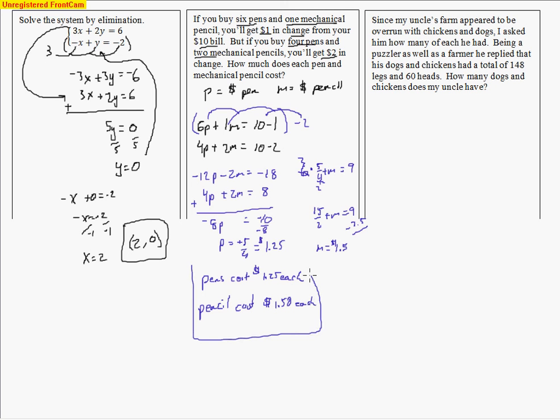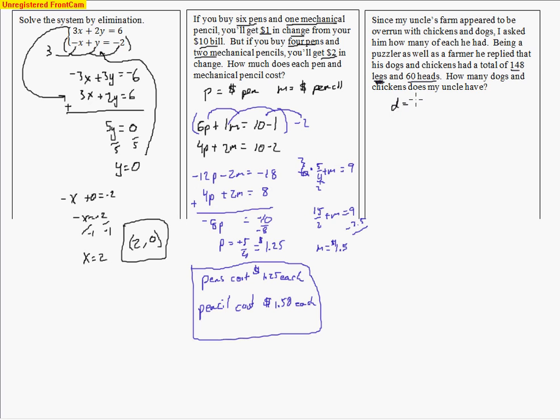So let's take a look at our last problem here, and it says that since my uncle's farm appeared to be overrun with chickens and dogs, I asked him how many of each he had. Being a puzzler as well as a farmer, he replied his dogs and chickens had a total of 148 legs. Ooh, okay. And 60 heads. So we need to know something about the legs on the dogs and chickens and the heads on a dog and a chicken. So let's start off with defining some variables.